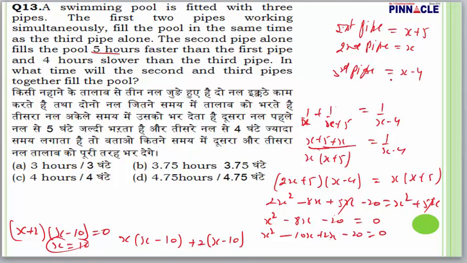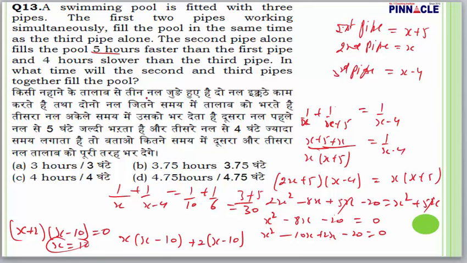Now from this, the question is, in what time will the second and third pipe together fill the pool? It will be 1 by x plus 1 by x minus 4, that is 1 by 10 plus 1 by 6. Taking the LCM, that is 30, 3 and 5, that is 8 by 30. In 1 hour the work is 8 by 30, so to complete the work it will take 30 by 8, that is 15 by 4 hours, which is equal to 3.375.